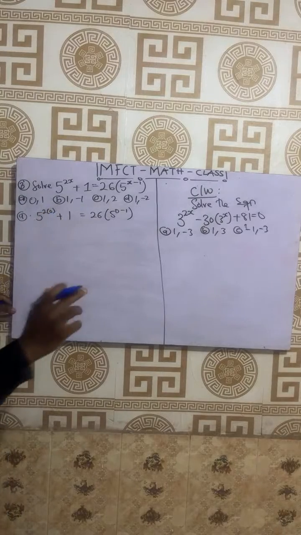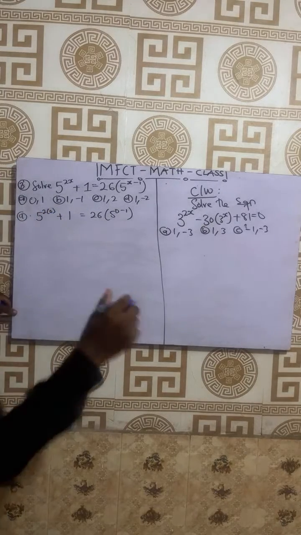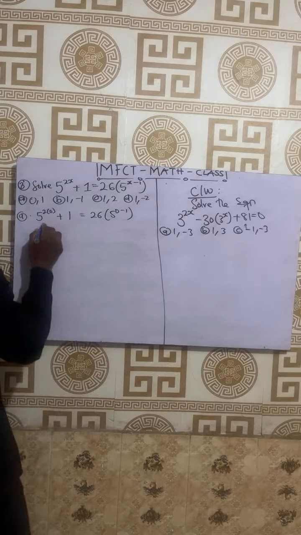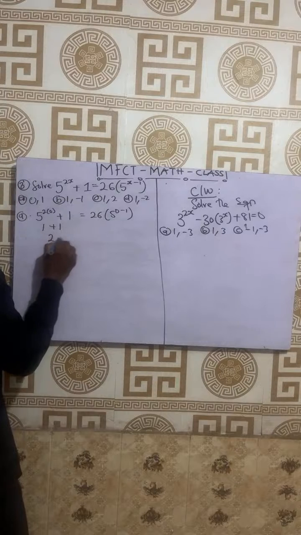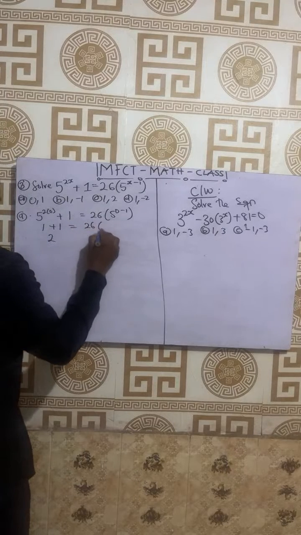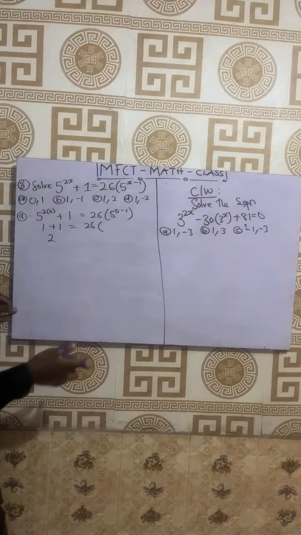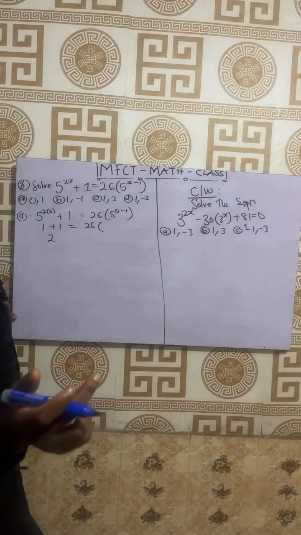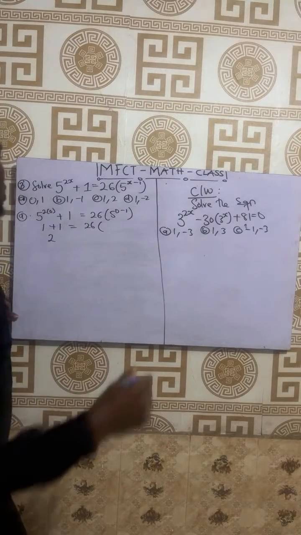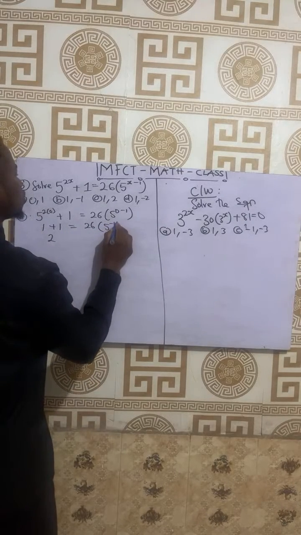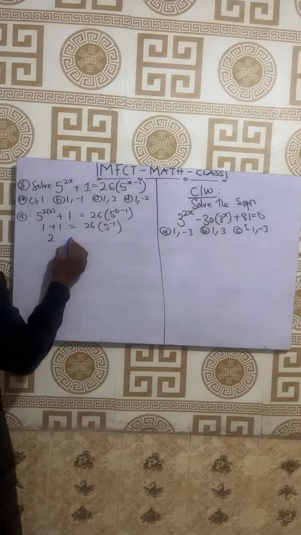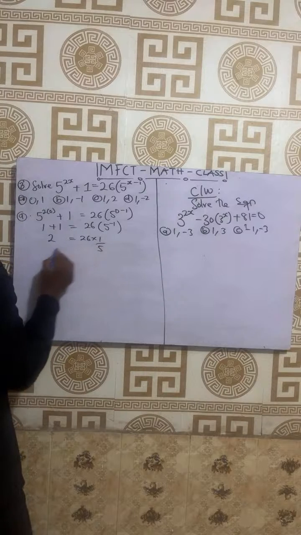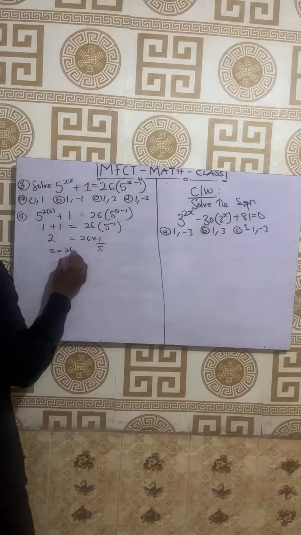Guys, what is 2 times 0? 0. Because anything times 0 is what? 0. So that will now be 5 raised to power 0. Any number raised to power 0 is 1. So that will be 1 plus 1, and this is 2, equals 26, open bracket, 5 raised to power 0 minus 1. Guys, what is 0 minus 1? 0 minus 1 is minus 1. So that will now be 5 raised to power minus 1. Then this simply means that this will be 26 times 1 over 5, and this is 2 equals 26 over 5.